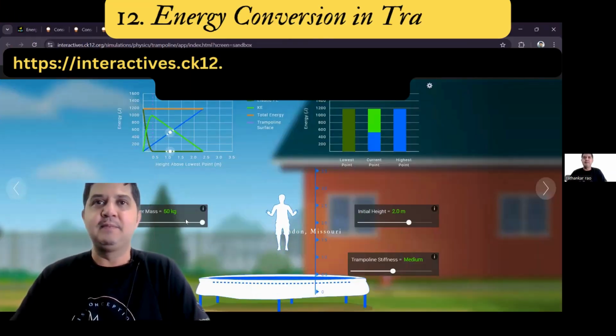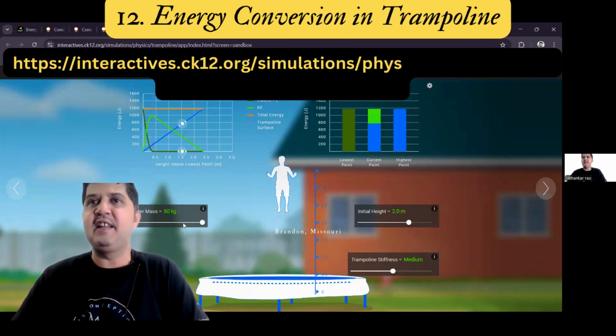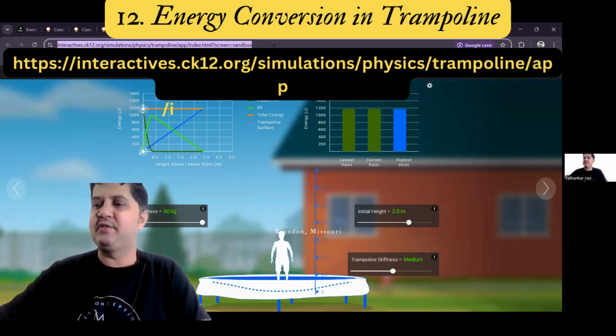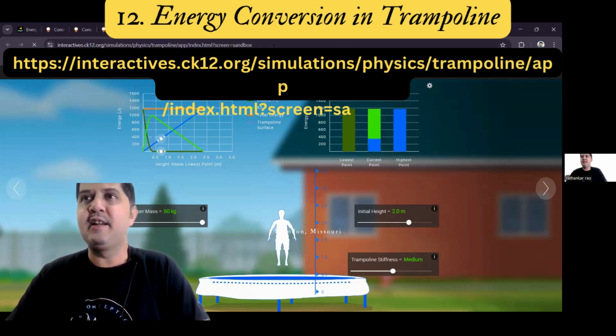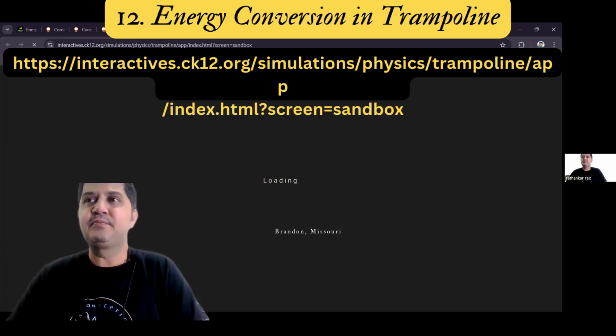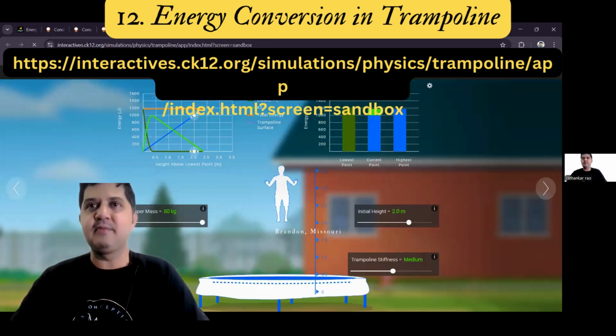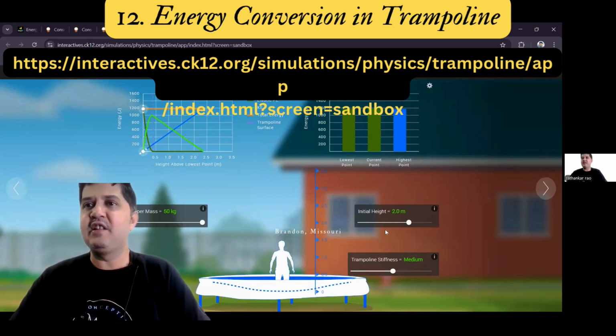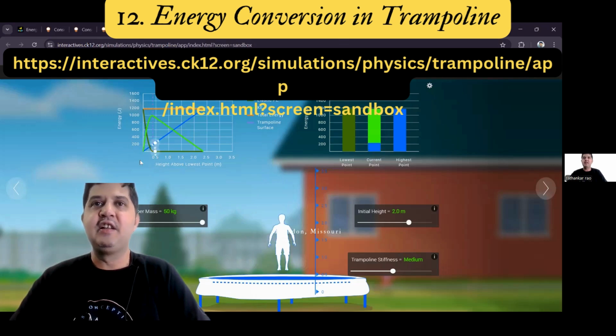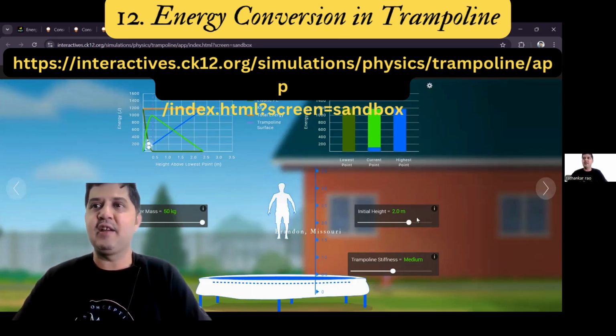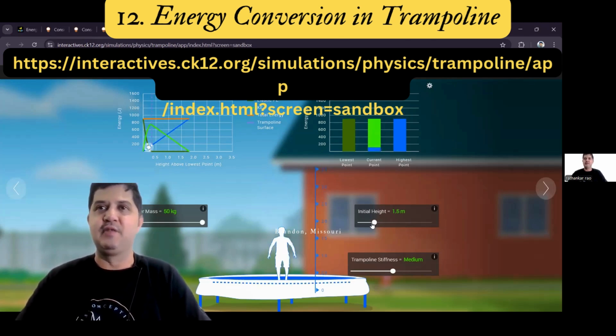This one is about a trampoline. Okay, how does the energy exchange take place in case of a trampoline? So when I start with this, it is like this. Okay, let it load. The jumper mass is given here, the initial height, medium, all this is given here. It's just an animation being shown about how the total energy, the kinetic energy, the potential energy vary as the person jumps on the trampoline. In fact, you can change all this also. You can change the sliders and make them understand how it works.